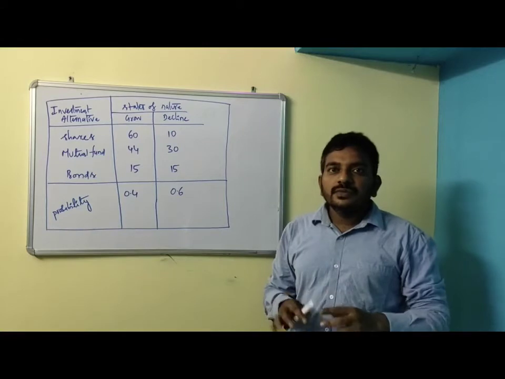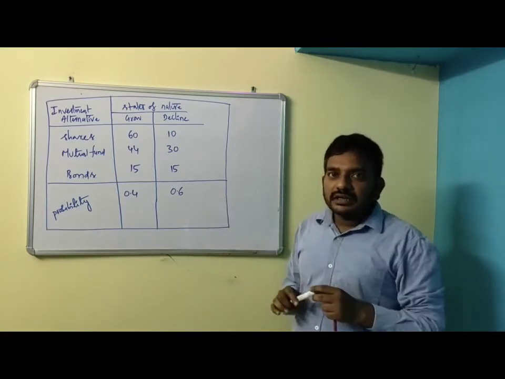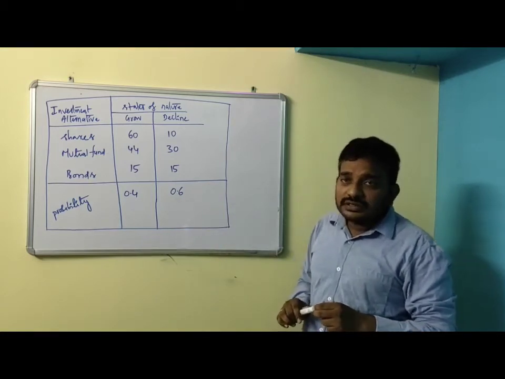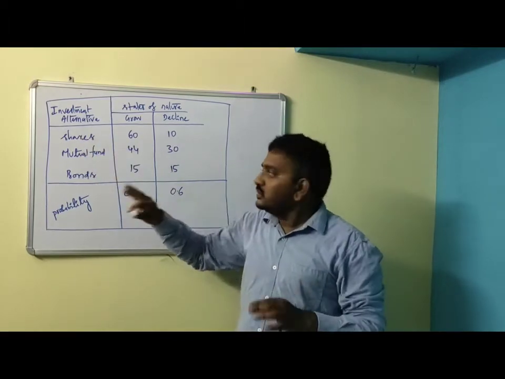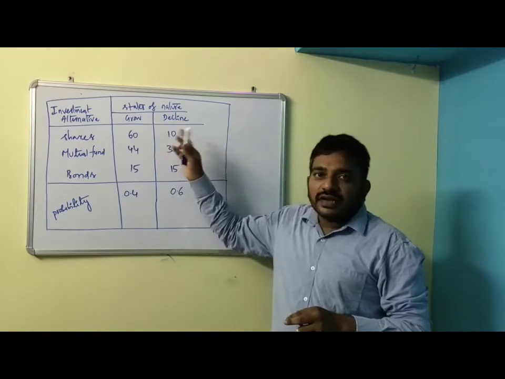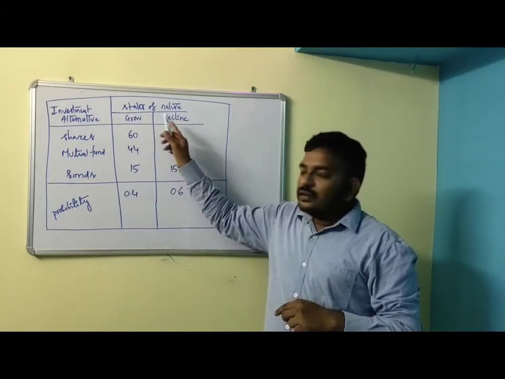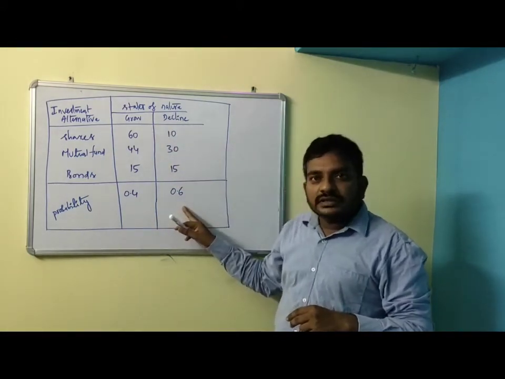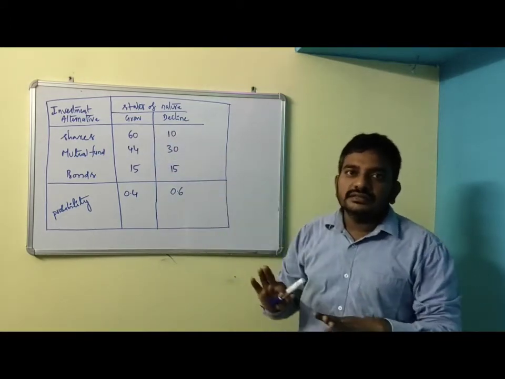We see a small example of decision tree representation. I have this information that I need to represent. An investor had three alternatives, courses of action: shares, mutual funds, and bonds. There might be two states of nature if he invested: that might be growth or decline. Growth probability is 40%, decline probability is 60%, and these are the values if it grows or declines.